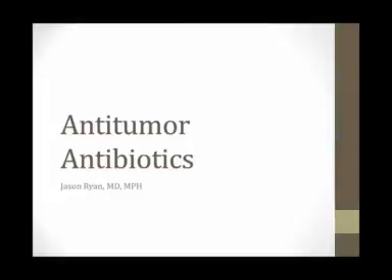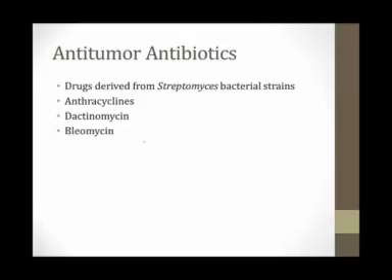Hi everybody, and welcome to our module on anti-tumor antibiotics. The anti-tumor antibiotics are drugs that are naturally occurring. They are all derived from strains of the bacteria Streptomyces, and we'll talk about a couple of drugs that fall under this category, including the anthracyclines, dactinomycin, and bleomycin.